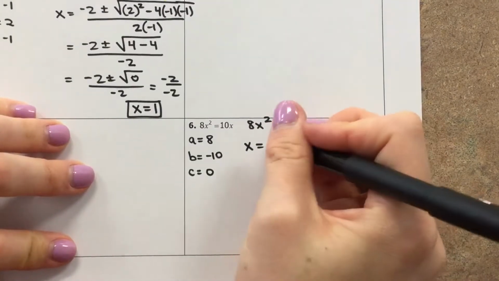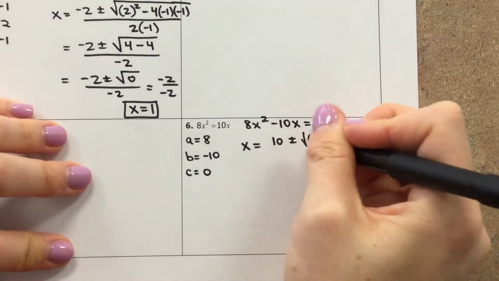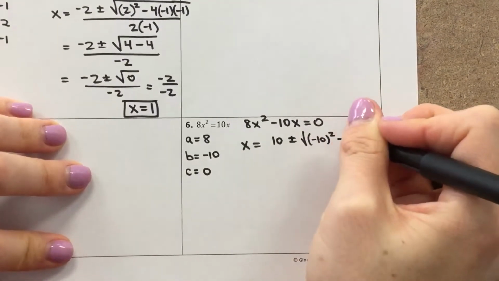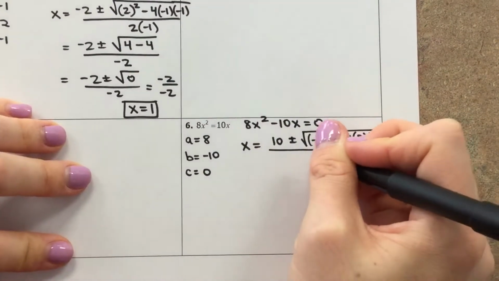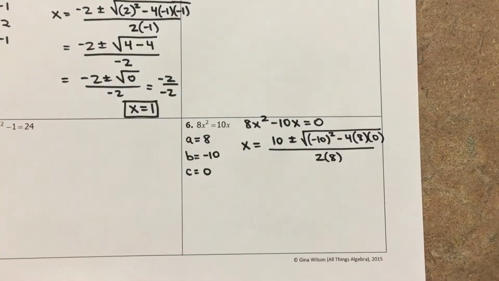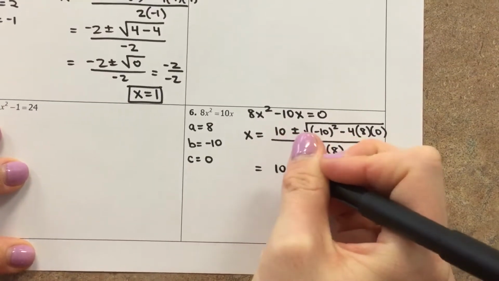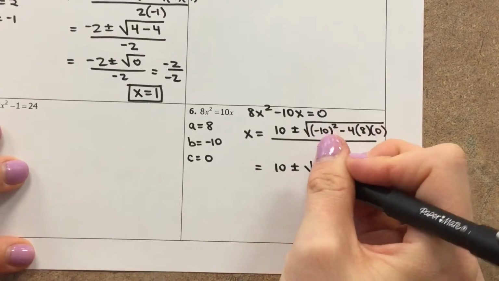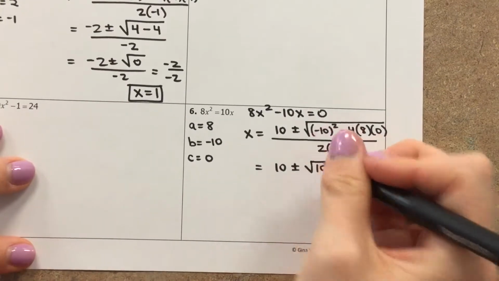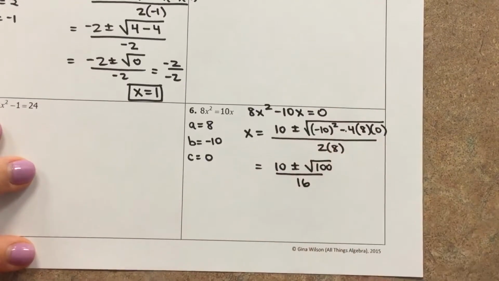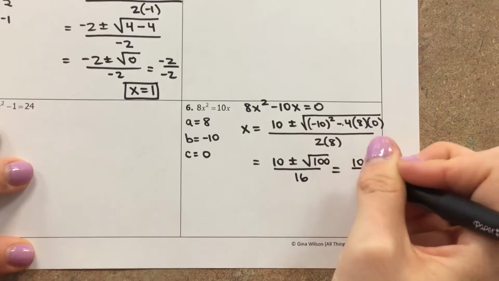So x equals negative b, so that's like a negative 10. So it comes back as positive 10. Big square root b squared minus 4 times a times c, all of that over 2a. So the a and the b get plugged in, the c is just a 0 right there. So start cleaning this up. So I have 10 plus or minus the big square root, negative 10 squared comes out as positive 100, and then minus 0 technically, so I'm not even going to write that. Over 2 times 8 is 16. So this is 10 plus or minus the square root of 100, which is 10. All of that over 16.